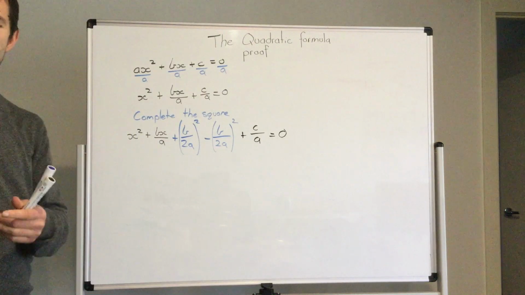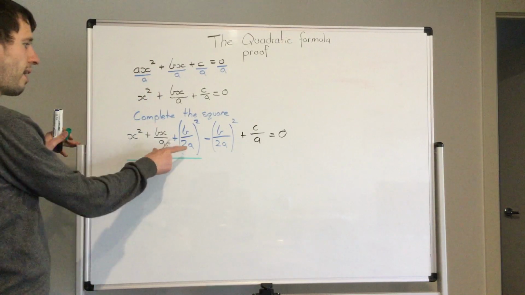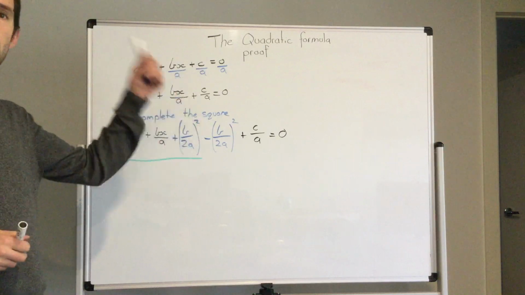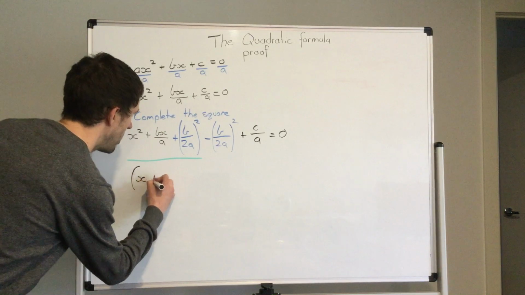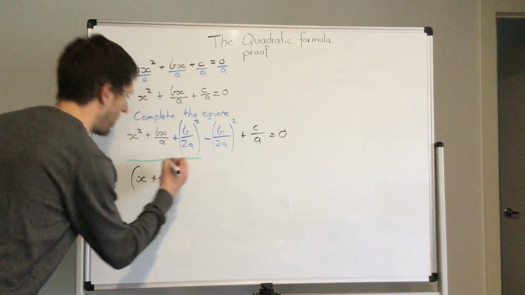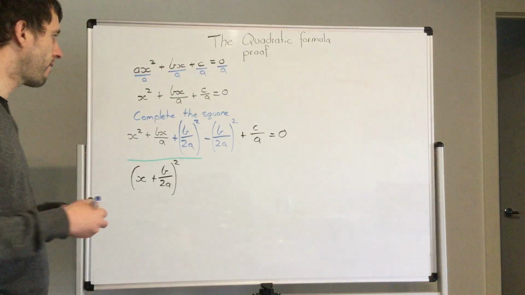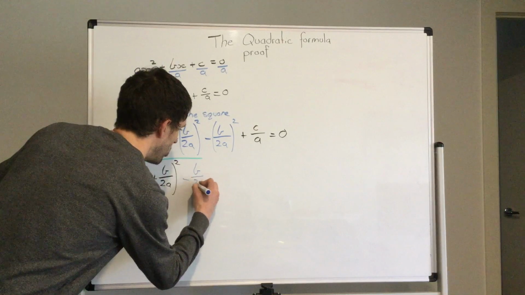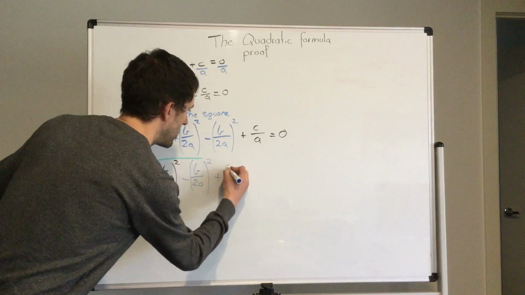The next step that I need to do is using my knowledge of factorizing. So I've got this here. Because I know that we've completed the square, this just turns into brackets x plus b over 2a squared. Now I'm just going to put in the rest of my information that I have, which is minus b over 2a squared plus c divided by a.